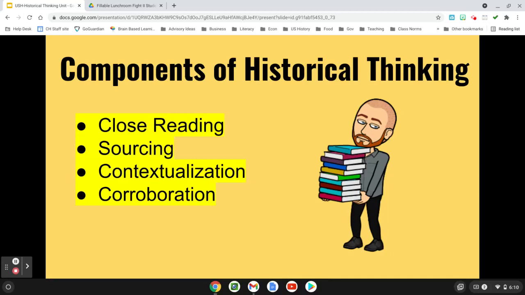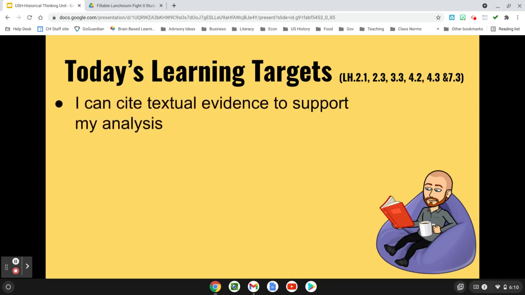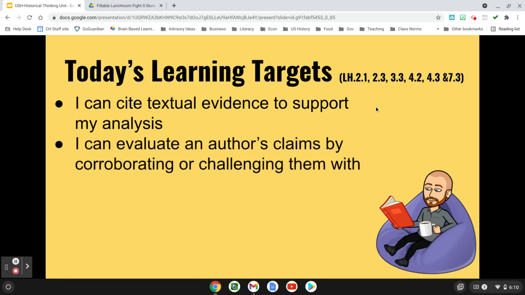In this lesson, we're going to be putting all four components of historical thinking together. But to start out, we're going to focus on this last one that we haven't talked about, which is corroboration. Today's learning targets are: I can cite textual evidence to support my analysis, and I can evaluate an author's claims by corroborating or challenging them with other information.